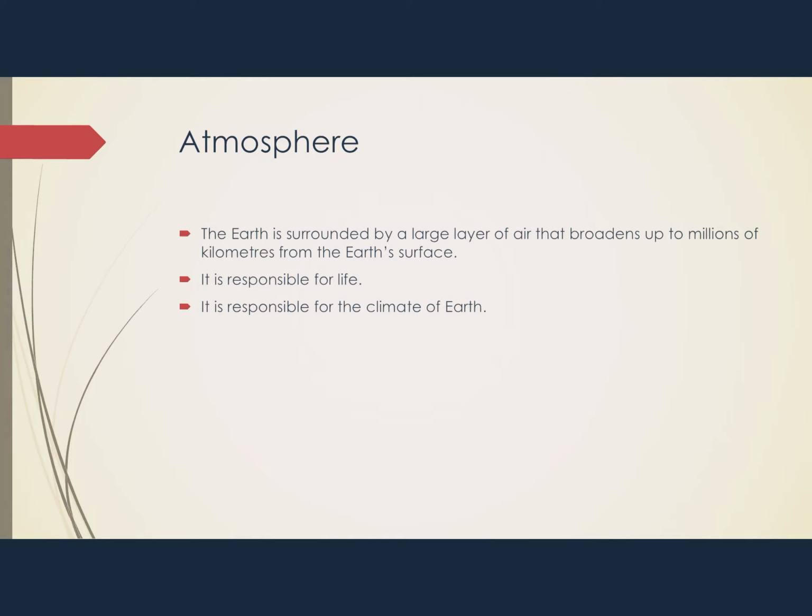When the rays of the sun fall on the earth's surface, part of it is reflected back and the rest of it is absorbed. This prevents the earth from becoming very hot, and during night the trapped heat prevents the earth from becoming very cool. This way the atmosphere acts as a blanket and keeps the earth at the right temperature for life to exist.